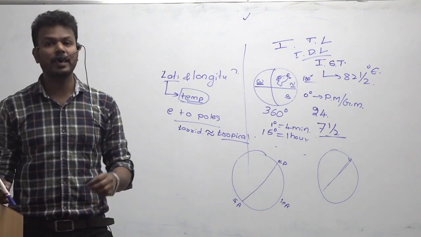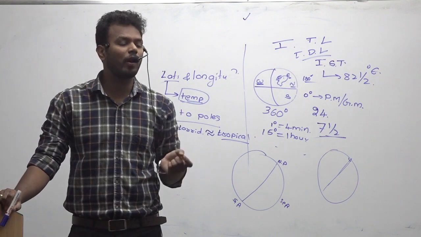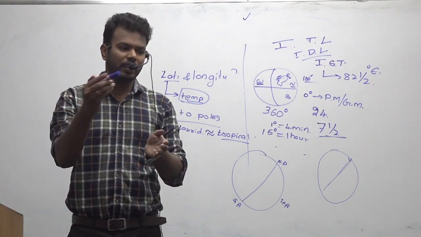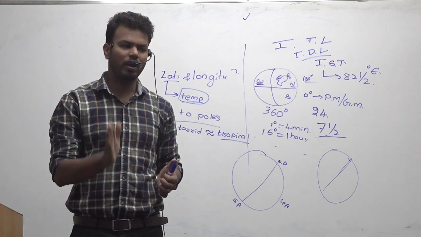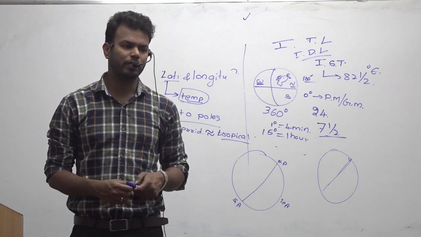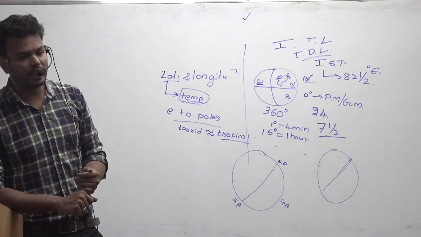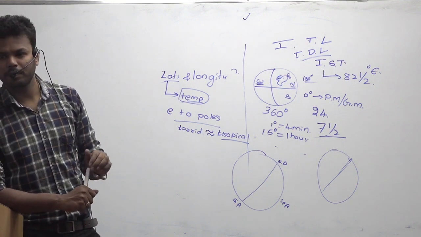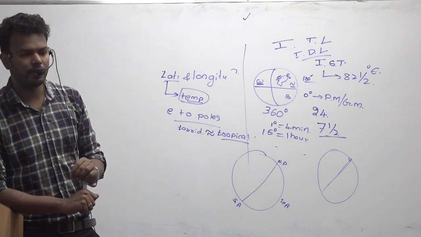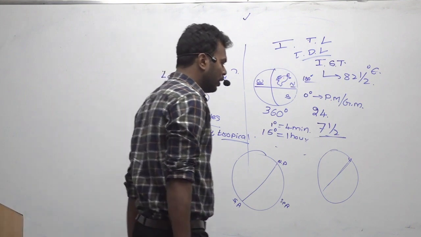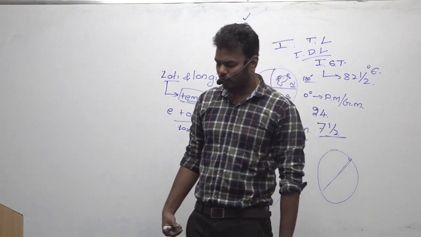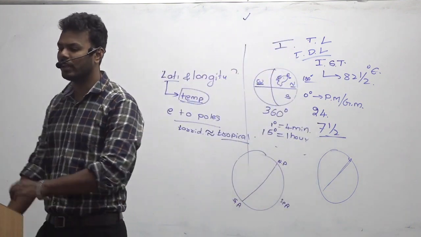Zone of illumination is a great circle. Great circle of illumination. Wherever the sunlight is falling, that is called as zone of illumination or circle of illumination. Did I give you definition of great circle? Okay, write down seasonalities. In that seasonalities, write down heading great circle.